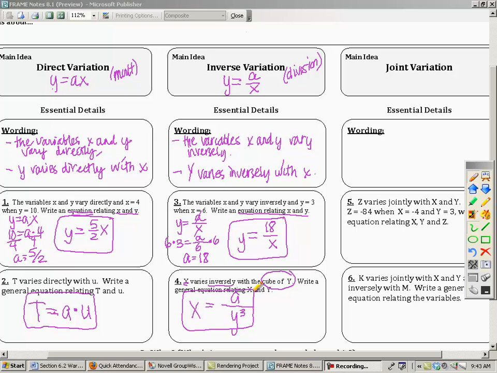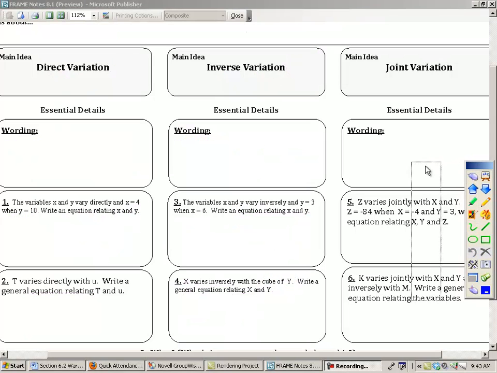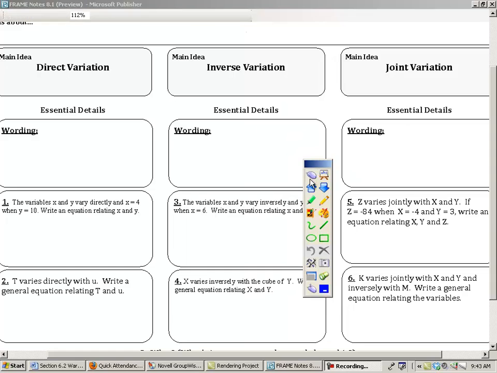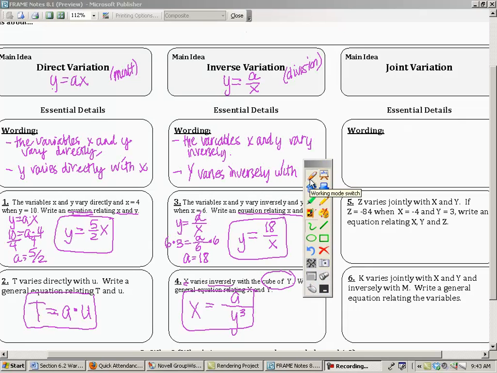Now I'm going to go to joint, and I'm just going to slide this out of the way really quick so that we can look at joint. Joint variation means we're doing multiple multiplications. So I'm going to give you an equation that says z equals a times x times y. Now we're multiplying different variables as we go through. Joint means more than one, we're combining some multiplication.